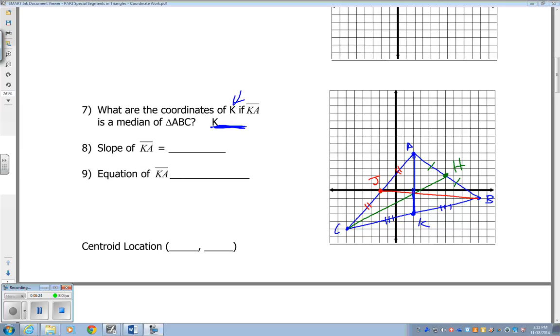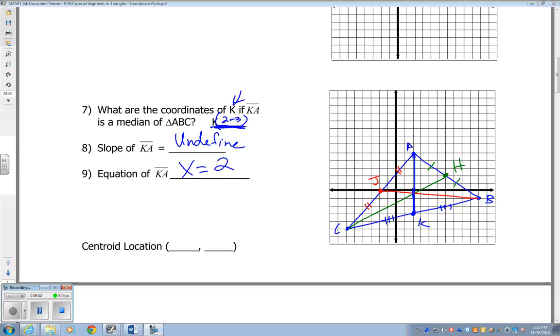Okay, real quick. What was the coordinate of K? Okay, 2, -3. Give yourself a point. All right, 2, -3. Now, here's what I want to talk about. If we look at that median AK, what would the slope of AK be? Slope, undefined. And then this would be x equals 2, yes, because it's a vertical line.